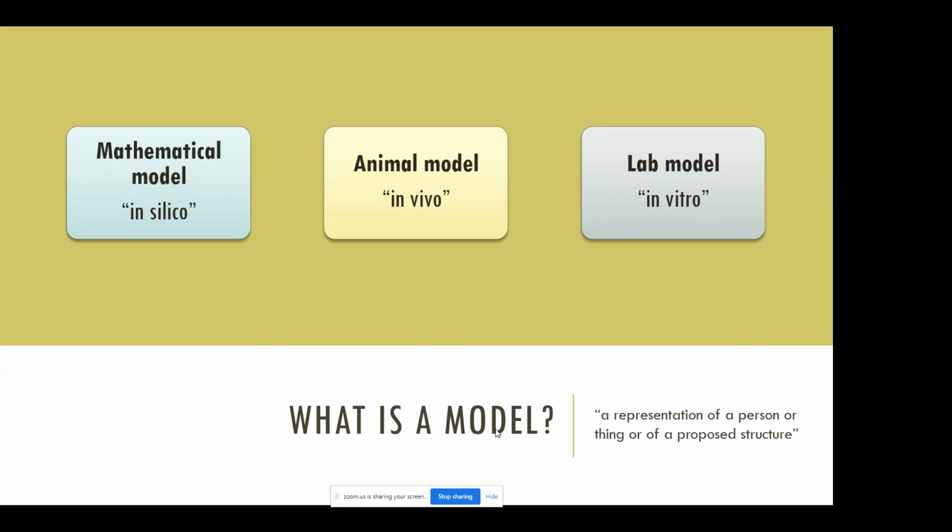For example, we can talk about mathematical models. When we talk about biomedical engineering models, usually we refer to in silico models, because quite often these mathematical models are done using a computer, so they're called in silico. Or very, very often in biomedical engineering and in biomedicine, we use animal models. So we use an animal to represent what happens in the human body. And these are known as in vivo models.